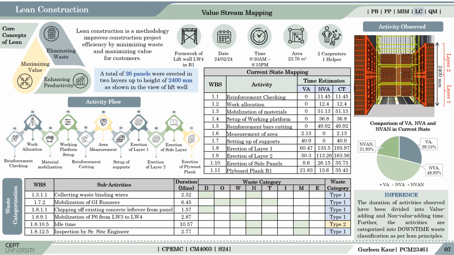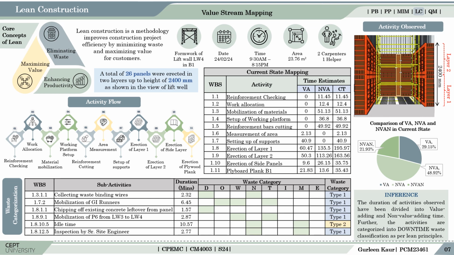There was an introduction to the lean methods of construction as a part of the studio. Lean methodology has three core concepts, that is maximizing value and enhancing productivity by elimination of waste in the process. As a part of that, a deliverable on value stream mapping was performed, in which the activity of erection of formwork panels in the lift well was observed for an entire day from 9:30 am to 8:15 pm.